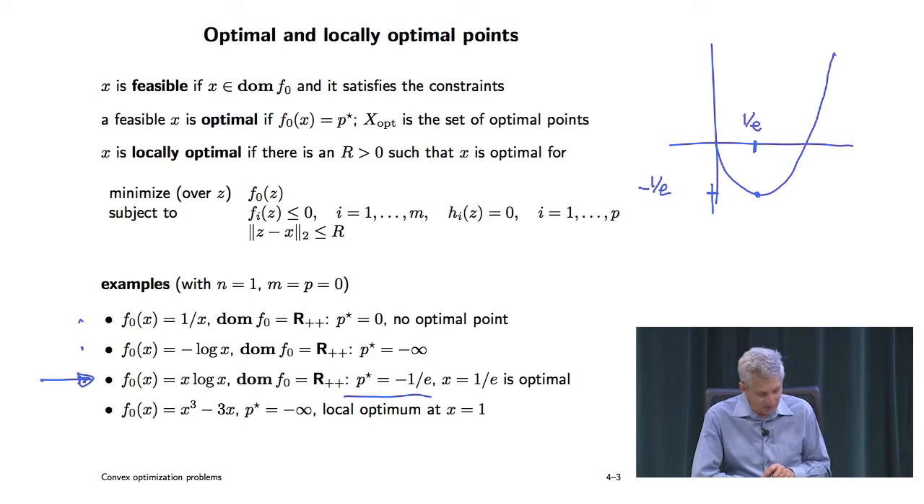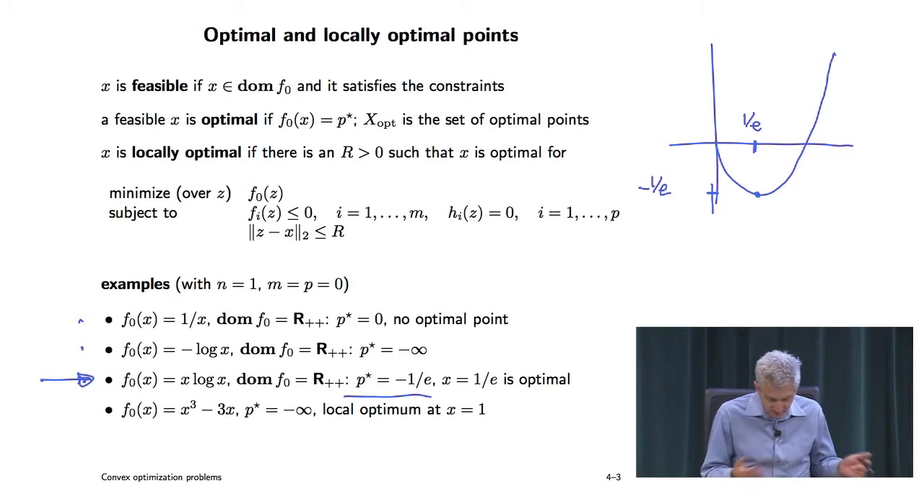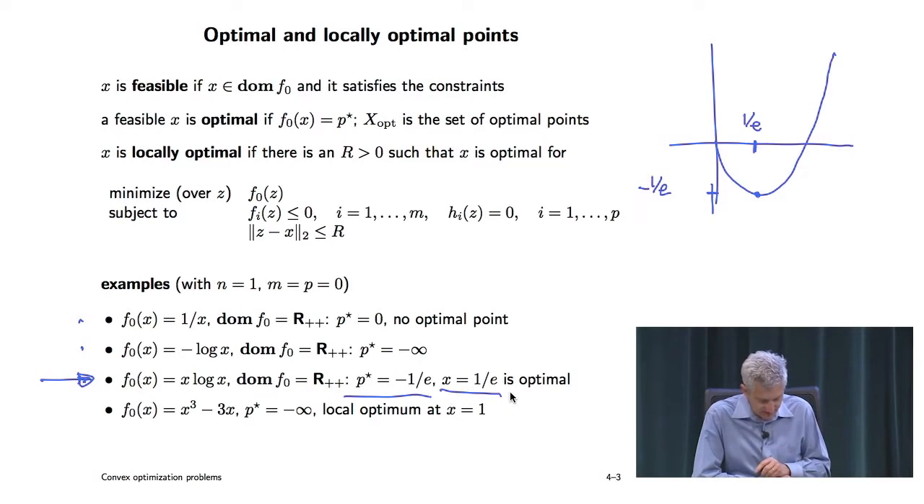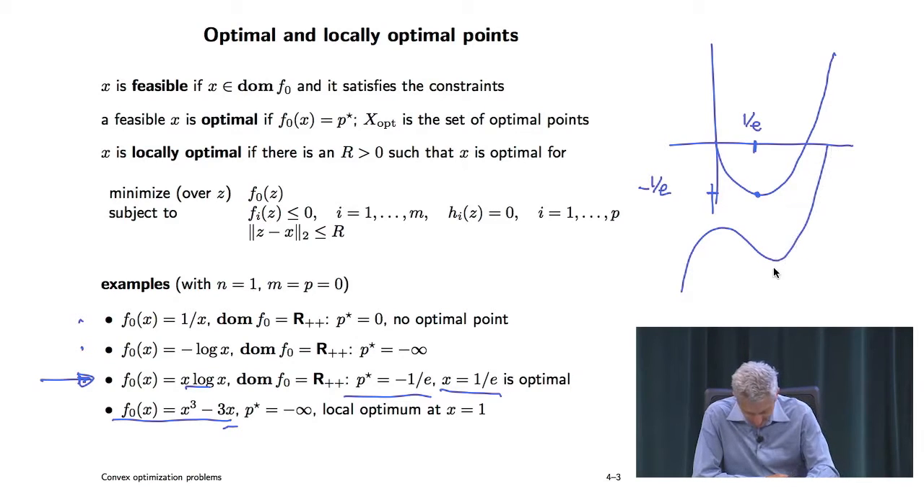So if you wanted to minimize negative entropy, or we could say if you want to maximize entropy, you would take x equals 1 over e as optimal, right? Oh, I should say this log, of course, is log base e, not log base 2. Okay, this example we've already seen. This is the one where it goes up and then down and then up again. That's a locally optimal point, but p star is minus infinity.